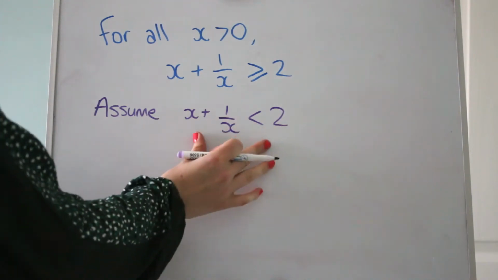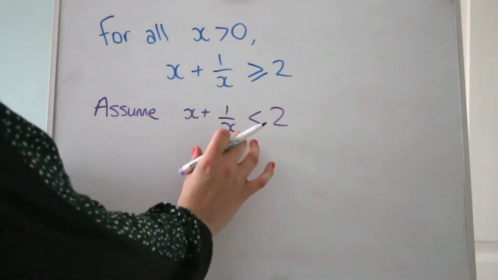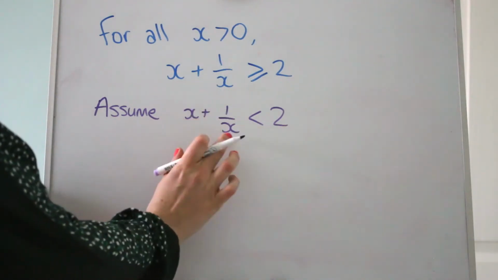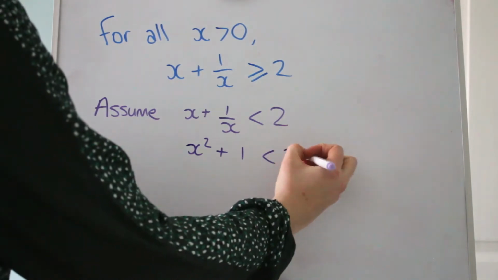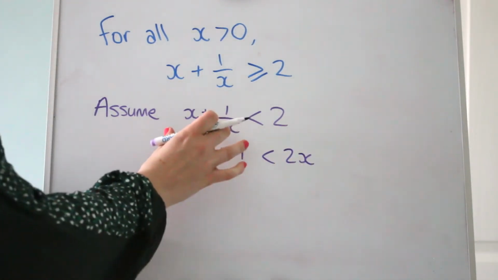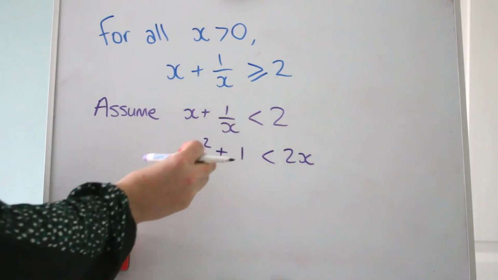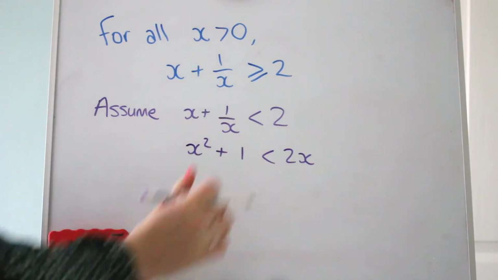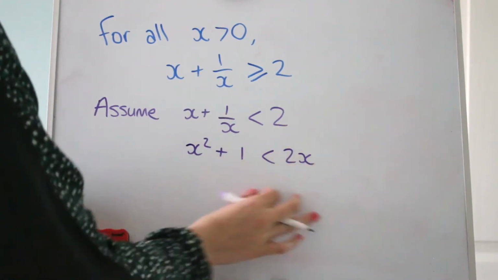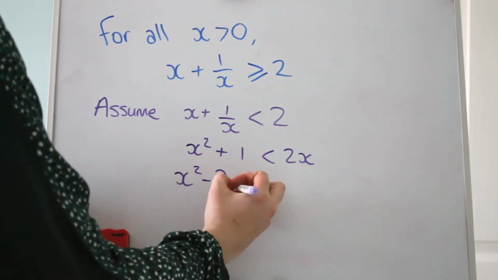So we're assuming the opposite and hopefully arrive at a contradiction. Looking at this algebra, I'm going to get rid of the fraction by multiplying by x. One thing to be aware of there: if you're multiplying by a negative number, then the inequality sign flips. But here we know that x is positive, so we're fine, it can stay that way round. Now I'm going to pull that term over to this side of the inequality. So you've got minus 2x plus 1.